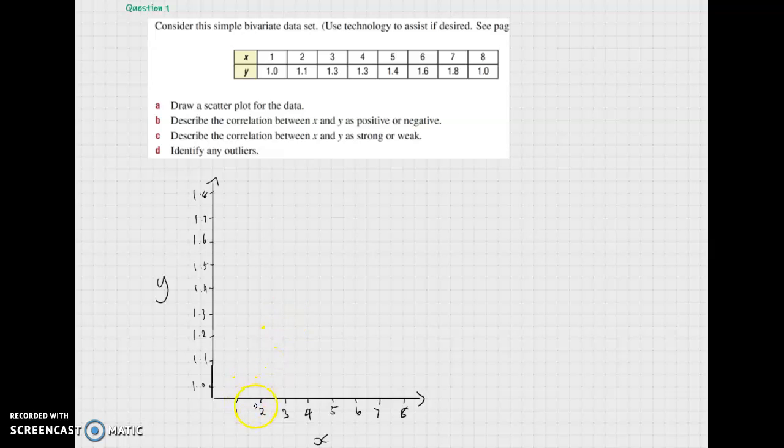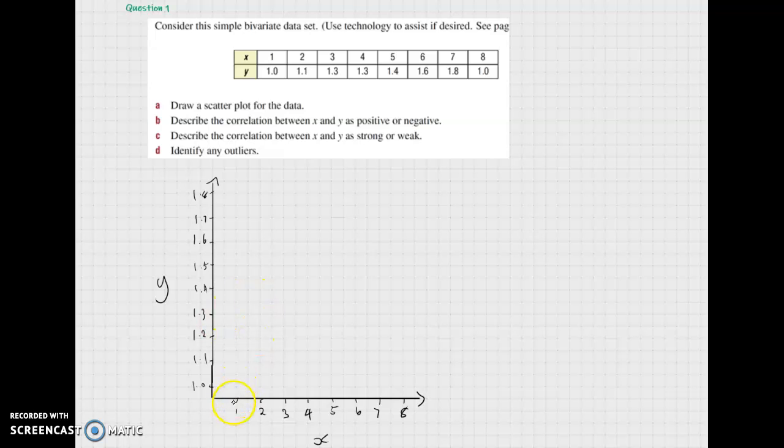And I've got my scale, which is continuous. It doesn't skip numbers or anything like that. It's 1, 2, 3, 4, 5, 6, 7, 8. And going up, it's 1.0, 1.1, 1.2, 1.3, 1.4, 1.5, 1.6, 1.7, 1.8. Make sure you go with a continuous scale. Don't skip, for example, 1.2 because it wasn't represented in the data. You need to include it on your scale, otherwise you are not going to be able to accurately report on the correlation.